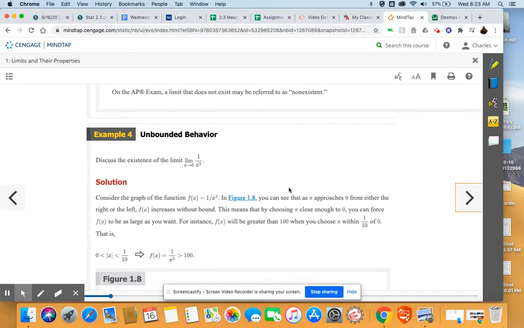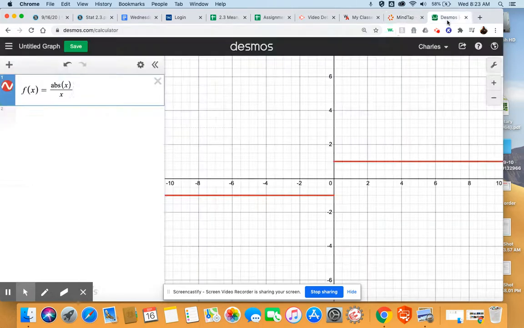Next one we talk about is something called unbounded behavior. So think about this function, x approaching 0, and our function is 1 over x squared. Well, we know from our knowledge of domain that we cannot plug 0 into this function. We get 1 over 0, and that does not exist. Let's go ahead and take a look at that graph.